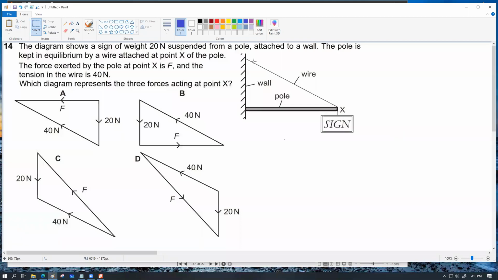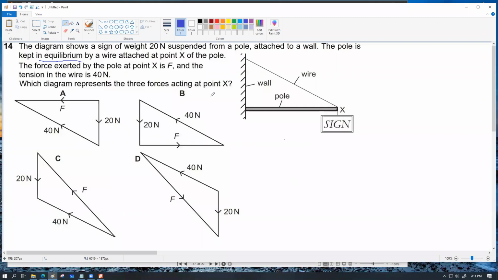The last thing they're asking us is which diagram shows the force exerted by the pole at point X as F. So the pole is exerting a force at point X. Let's say that force is F. Now, which figure should give us an equilibrium scenario? Because the question tells you this: the diagram shows a sign of weight 20 Newton suspended from a pole attached to a wall. The pole is kept in equilibrium, keyword, equilibrium. Equilibrium means all the forces would give you zero resultant.